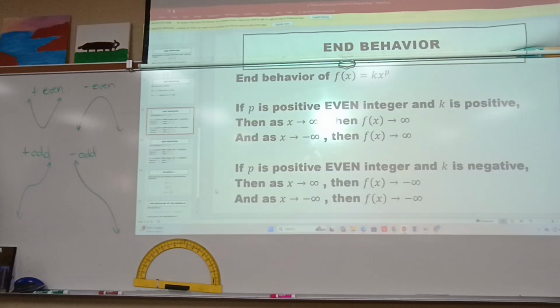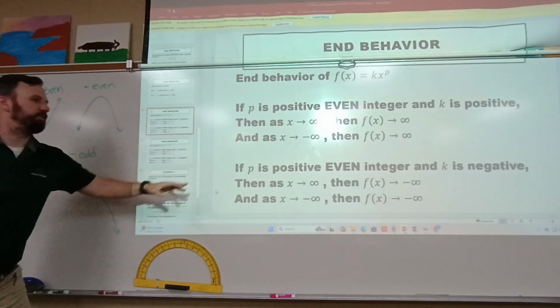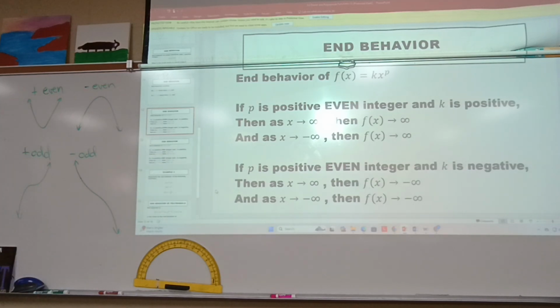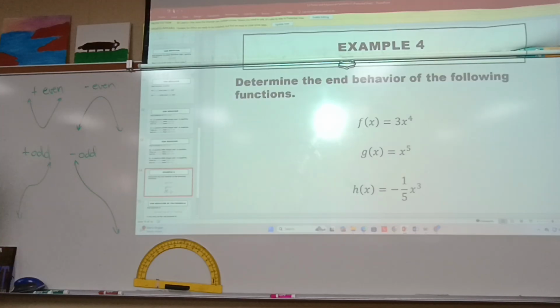So my limits, as I go to the right of a positive even, what's this doing? It's going up. So that's going to go to positive infinity. As I go to the left, it goes up as well, positive infinity. Okay? So I don't think in terms of this. I think in terms of what does the graph look like? Yikes, that's a lot to memorize. So let's do an example.